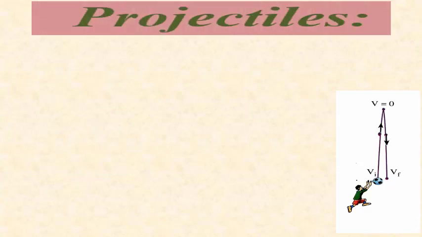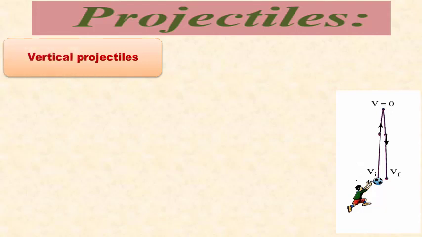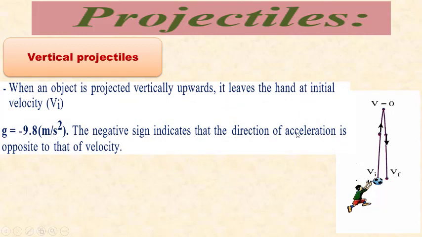Now we have to talk about projectiles. We have two types of projectile. The first one is a vertical projectile. Second is projectiles in 2 dimensions. A vertical projectile is like this boy who projects the ball vertically upward with the initial velocity vi. So the gravity acceleration will have a negative sign as it is against the gravity.